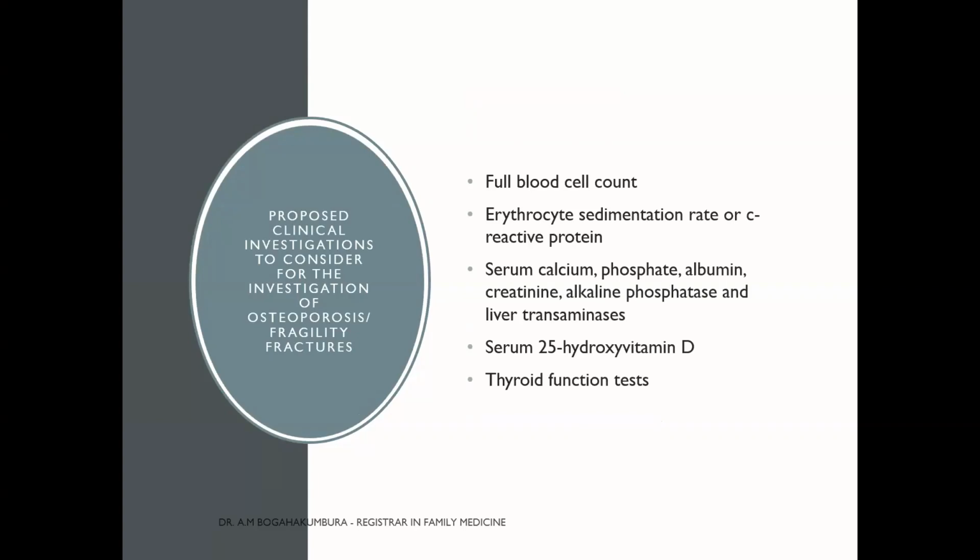Proposed clinical investigations to consider for the investigation of osteoporosis or fragility fractures are full blood count, ESR, serum calcium, phosphate, albumin, creatinine, alkaline phosphatase and liver transaminases, and serum 25 hydroxy vitamin D and thyroid function tests.